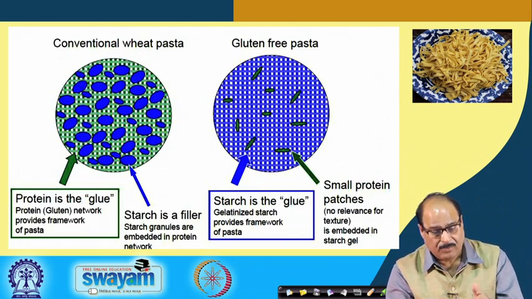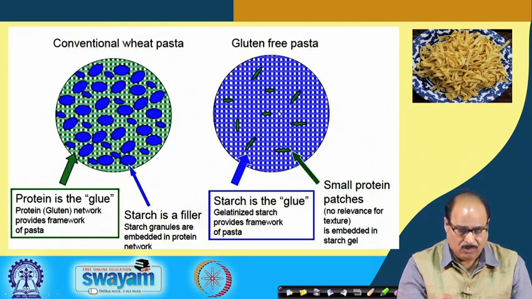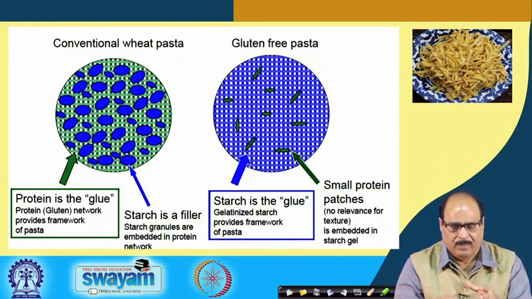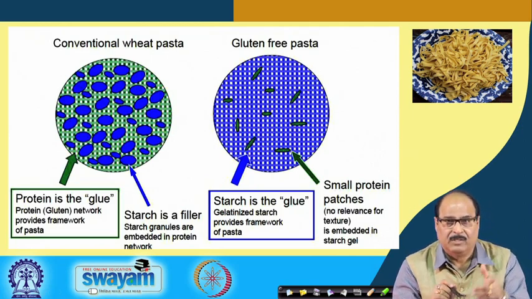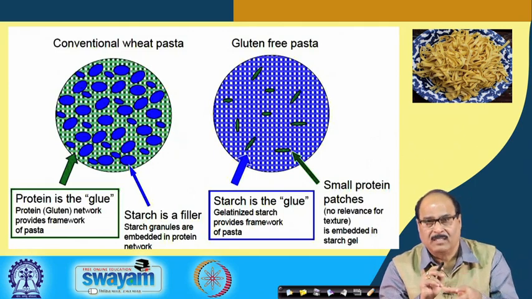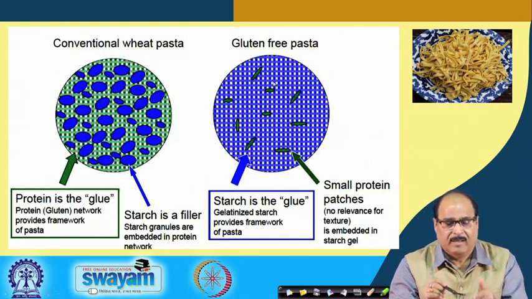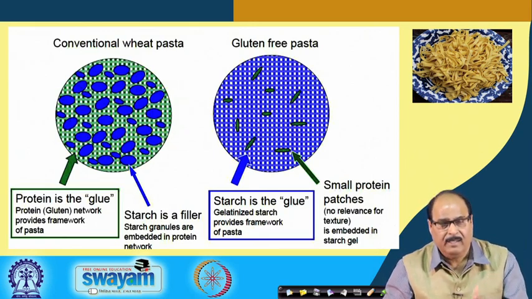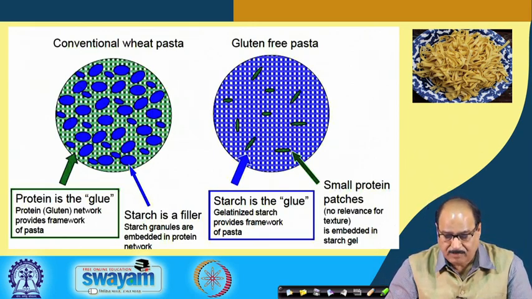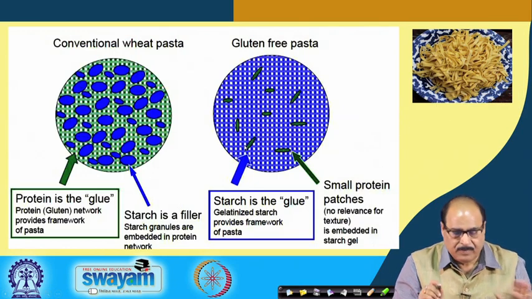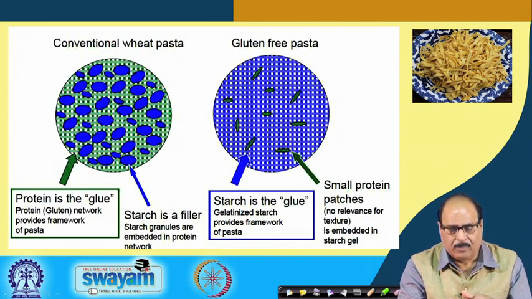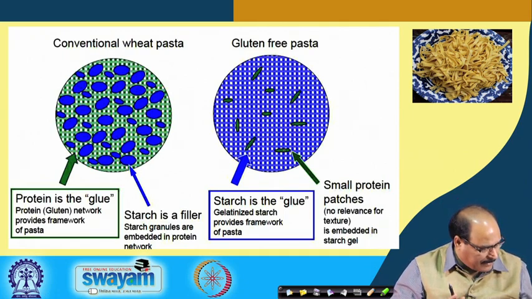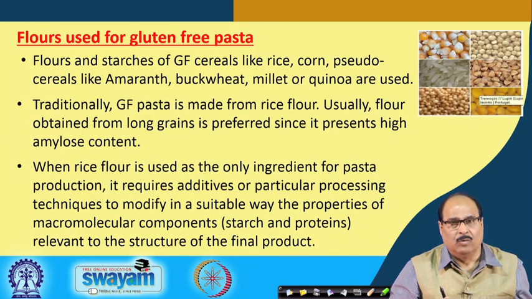Whereas in the case of gluten free pasta, you can see here starch provides the glue, and protein and other smaller proteins and some other components are in the network frame. So it becomes important, by extrusion or by appropriate hydrocolloids that may be added, that these glue properties of the starch are suitably modified to provide the needed functionality. There are small protein patches here, embedded, but they are not very significant in this case. The important thing is that in this case, starch is the glue.